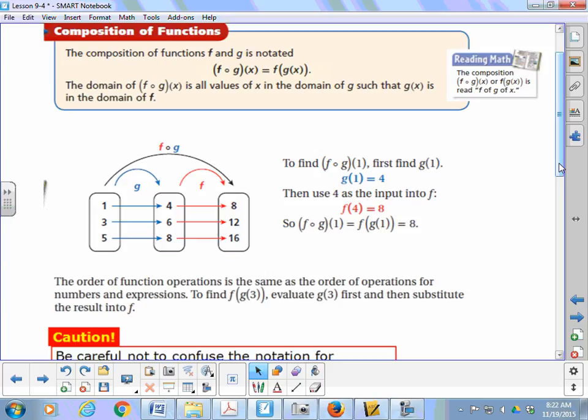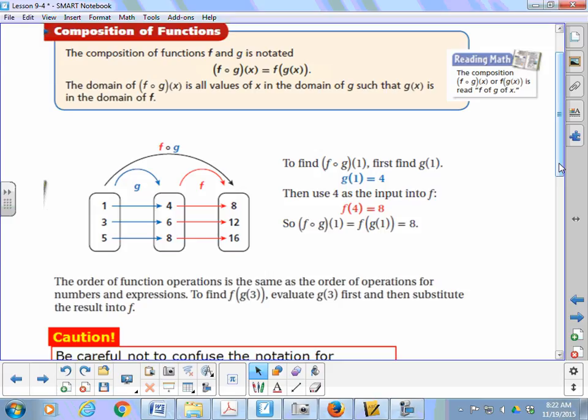So here they give us this little chart, and they say, okay, if x is 1, and I want to find f of g, I'll find out what g of 1 is first, and then I'll find out what f of that number is. So first they do g of 1, they get 4. Then when they do f of 4, they end up with 8. These are just arbitrary numbers that they're using. But we stick it in for g first, and then the answer we get goes in for x.